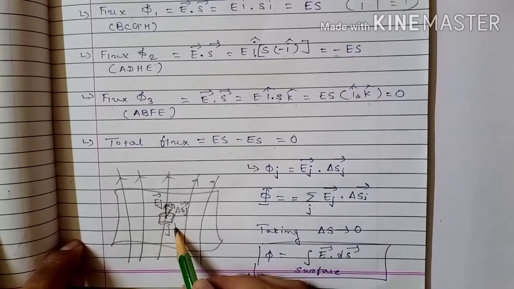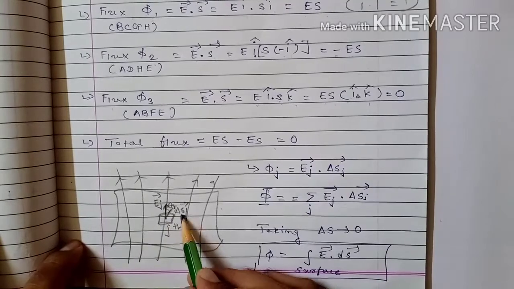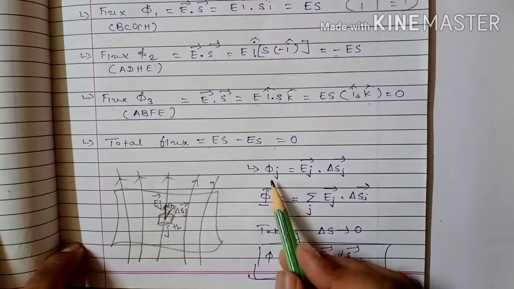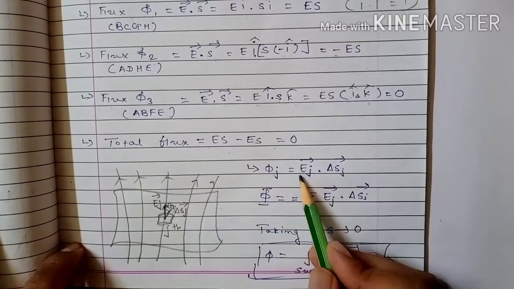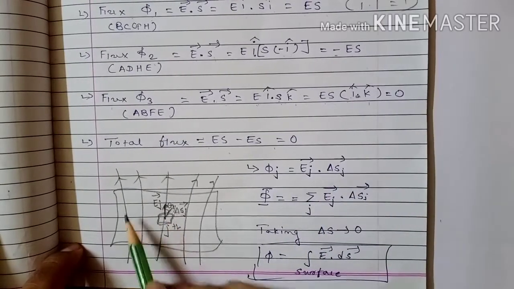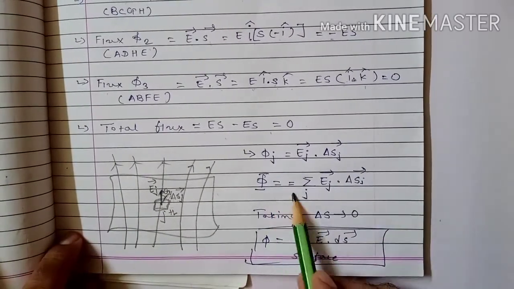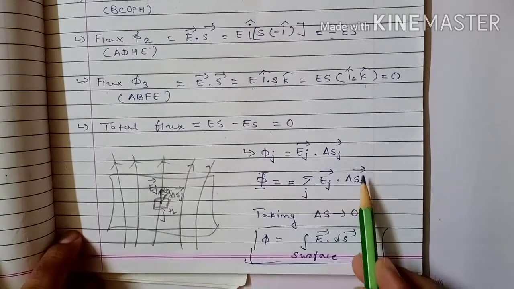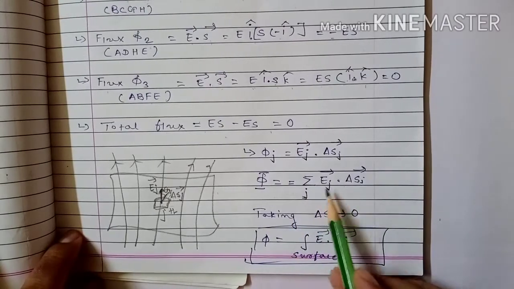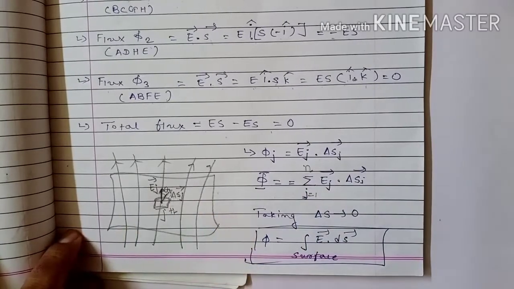This is the jth element. And here the area vector for this, that is perpendicular to the surface, is delta Sj vector, and the angle between E vector and delta Sj vector is theta. So the flux linked with this jth element is given by Ej vector dot delta Sj vector. There can be n number of small elements on this curved surface. So total flux phi is equal to the summation of Ej vector dot delta Sj vector for the jth element, where j goes from 1 to n.